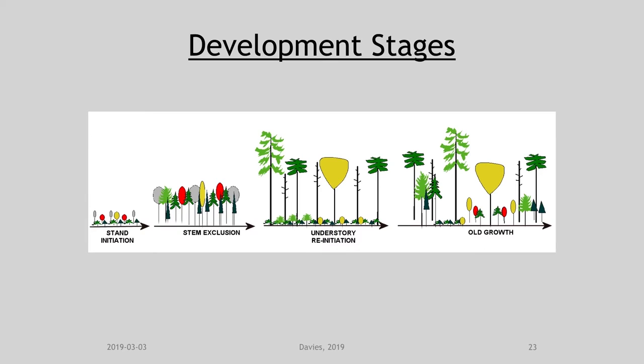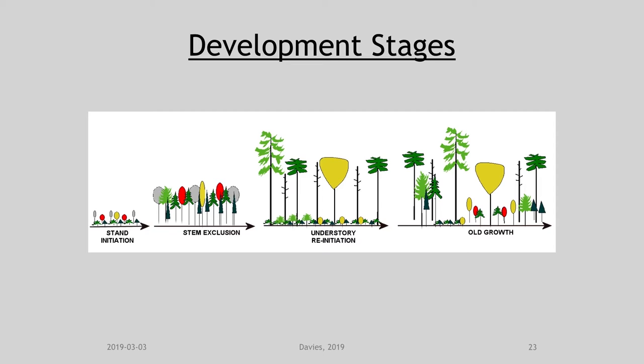So the other thing that the keys speak to are all of Oliver and Larson's development stages in the classic Stand Dynamics book. Part of the reason we're putting this up there is that people in different jurisdictions may use different terminology to describe these development stages and stands. The first development stage is stand initiation, on the far left of that diagram. Stand initiation is an initiating development stage following a major disturbance event, where there is now light and available growing space for a generation to release.